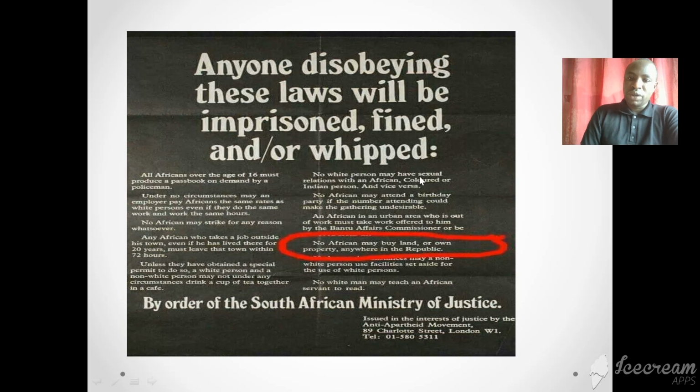As I have said, one of the causes of conflict is discrimination. This screenshot is one of the laws that was used in South Africa during the apartheid time. You can see this encircled part. It is stated that no African may buy land or own property anywhere in the republic, meaning that all the Africans, all the blacks, were not allowed to own or buy any land-related property in the Republic of South Africa during the apartheid time. You can see that this one is enough to be a source of conflict.